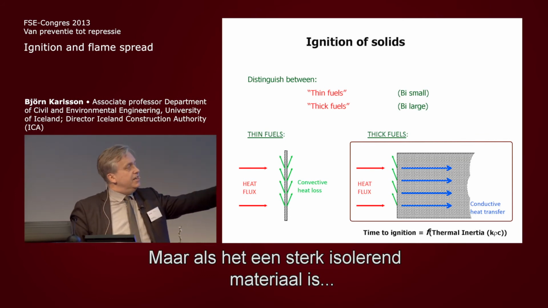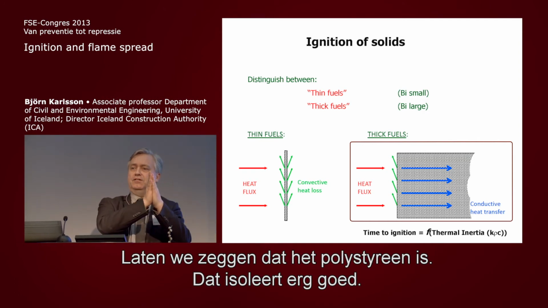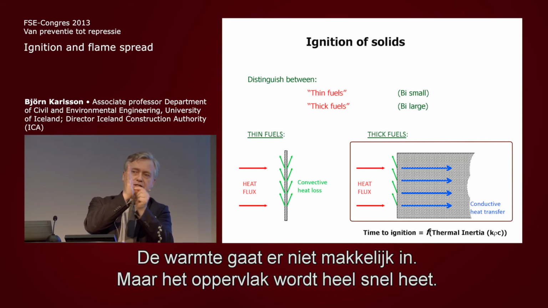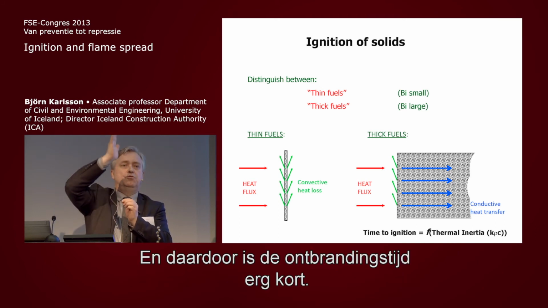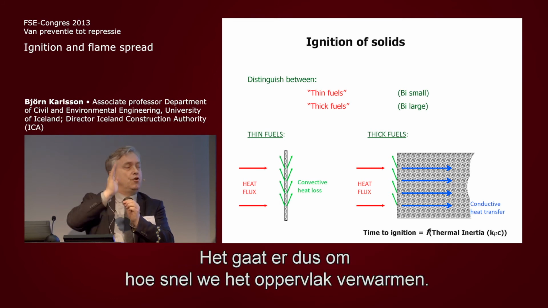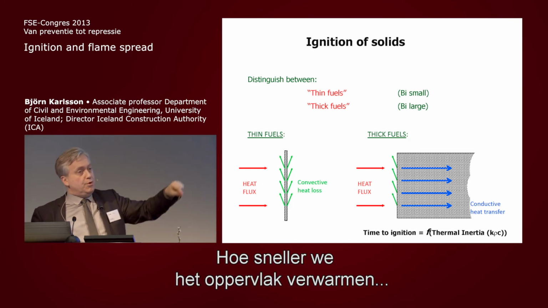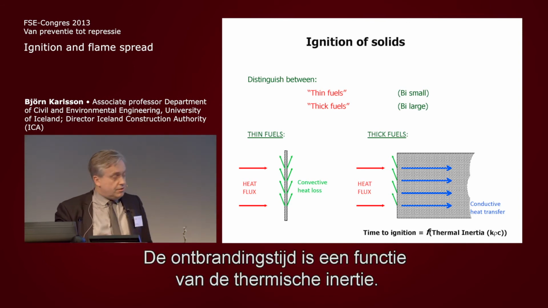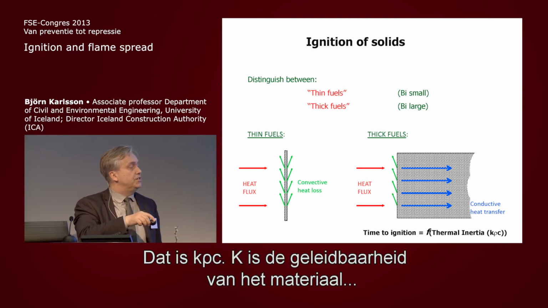However, if this is a very insulating material, say polystyrene or something, a very good insulator, the heat doesn't go in easily, but the surface heats up very quickly, and therefore time to ignition will be very short. So it's all about how quickly we heat the surface. And the quicker we heat the surface, the faster the time to ignition. The time to ignition is a function of the thermal inertia. It's called thermal inertia. It's K rho C.